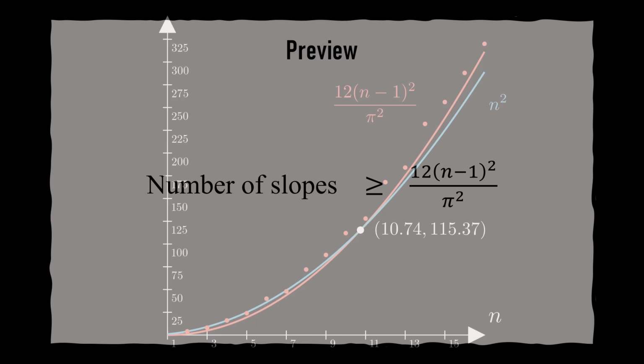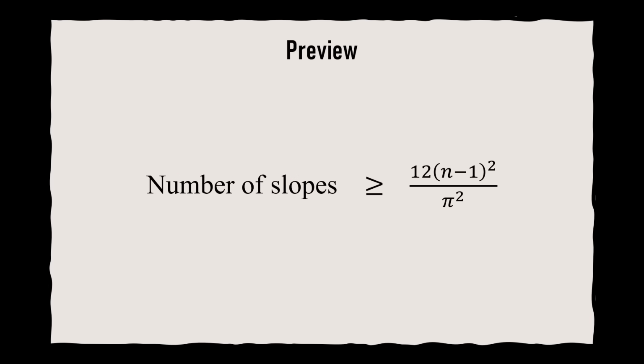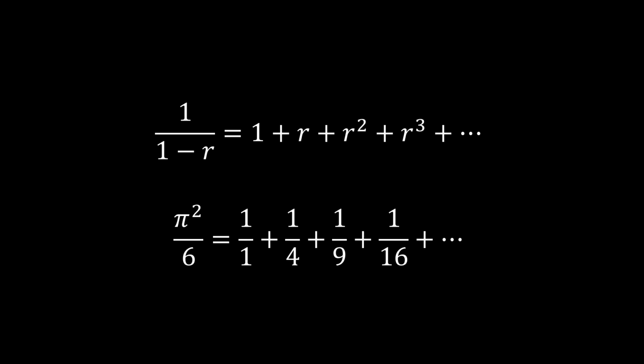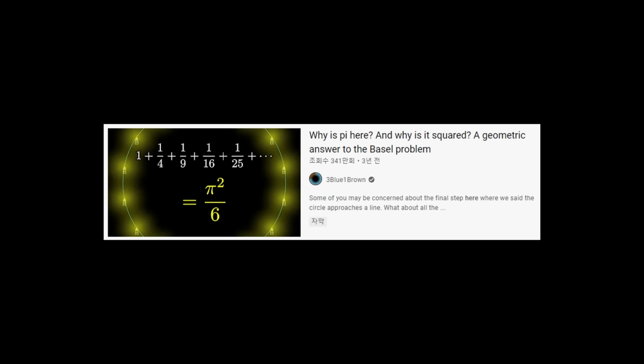In the next chapter, we will prove the equation we saw before, and also calculate the number of slopes for rectangular grids. But this chapter contains more advanced number theory, so if you do not recognize either of these equations, you can skip the next chapter, or continue at your own risk. You could also watch this 3Blue1Brown video beforehand, the link is in the description.